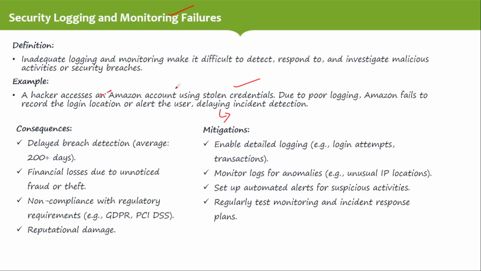So there is an Amazon account. The hacker has stolen another user's account credentials, and tried to log in to that application. And he did some unintended actions. That is not properly logged in the application. If it is not logged and does not trigger an incident response, this kind of issue is known as security logging and monitoring failure.